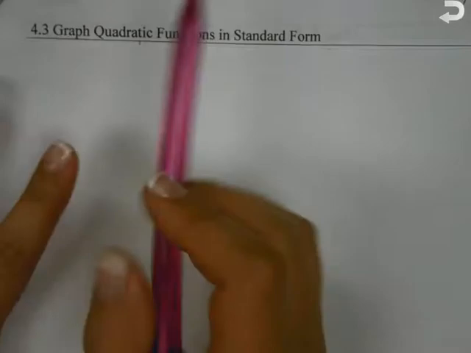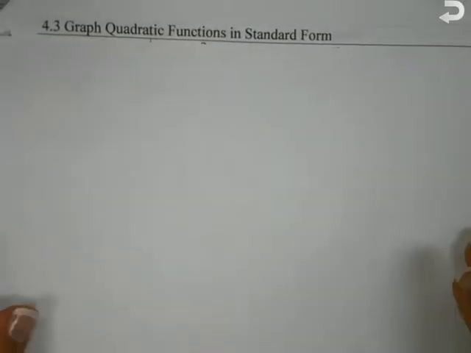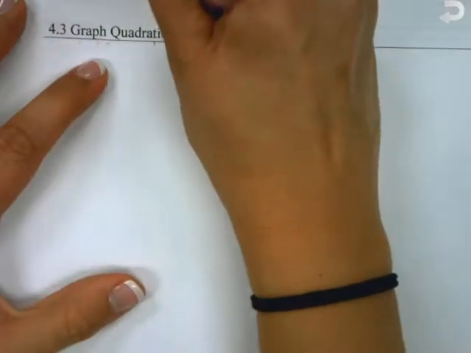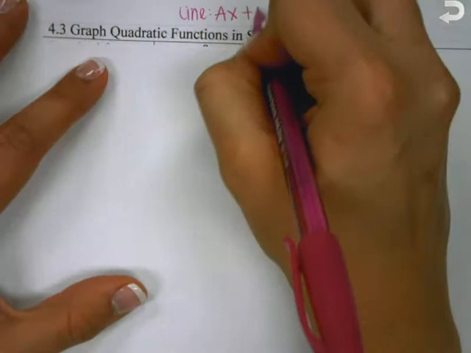Okay guys, so we're graphing today. Today we're graphing quadratic functions in standard form. There's actually two kinds of forms. Does anybody remember what standard form is for a line? We had slope-intercept and standard. AX plus BY equals C.